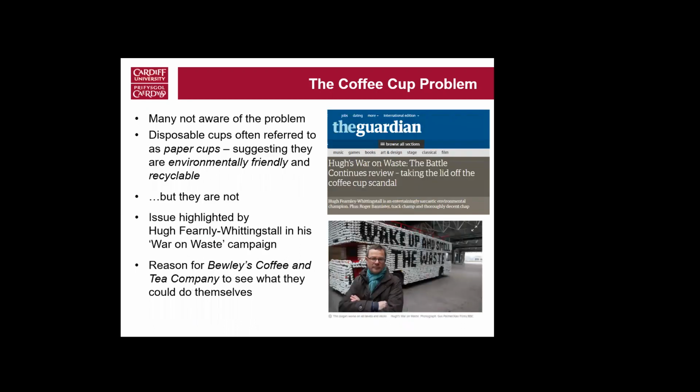If you're looking at the coffee cup problem, actually not many people are aware of the problem. Also, disposable coffee cups are often referred to as paper cups. I had a discussion with a colleague here yesterday, and he said, well, they're paper, so that's environmentally friendly, isn't it? But of course, they are not because of the lining. This issue was highlighted by Hugh Fearnley-Whittingstall a couple of years ago with his War on Waste campaign. And since then, it has been continuously in the news.